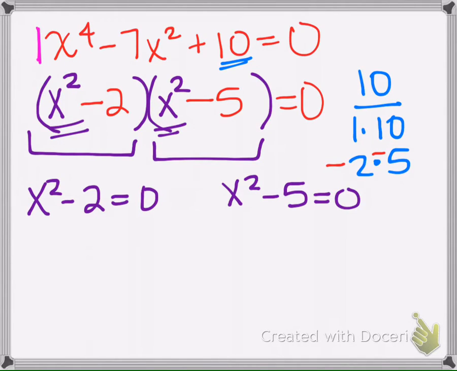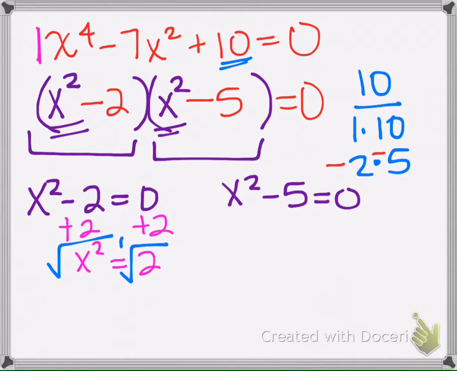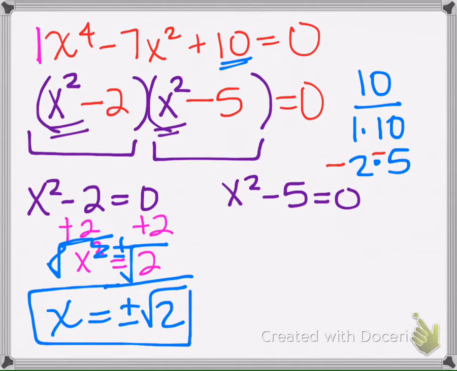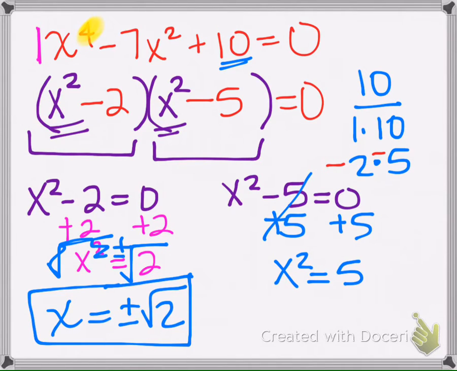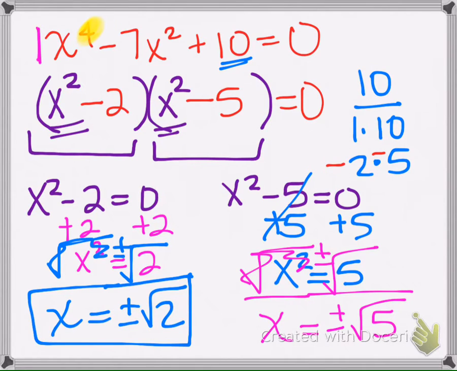and solve them. So add 2 and then square root both sides. Remember, we need the plus or minus. We get plus or minus radical 2, so that right there is 2 answers. Remember that the highest exponent tells us at most we can have 4 answers. So then we add 5 to both sides. And then we square root both sides. And we get x equals plus or minus radical 5. So those are our 4 answers.